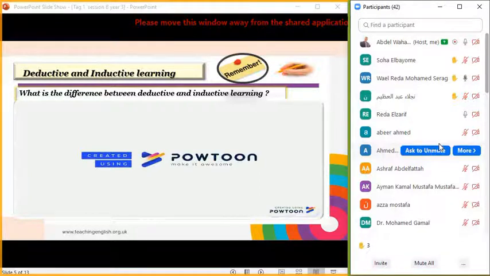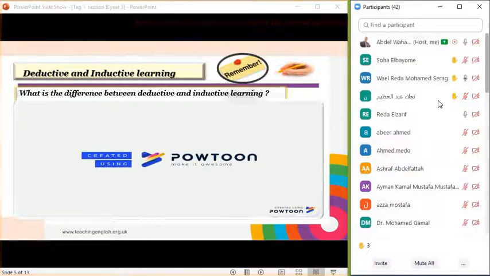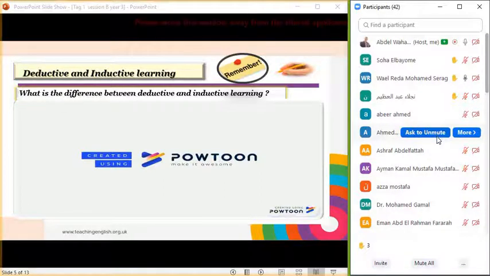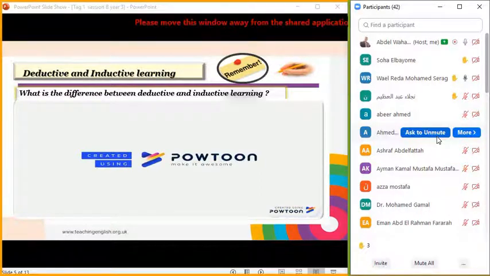Deductive approach concentrates on the teacher. It can be used to teach grammar, and the inductive approach concentrates on the students, and students can express themselves and other information. Thank you, Mr. Wael.